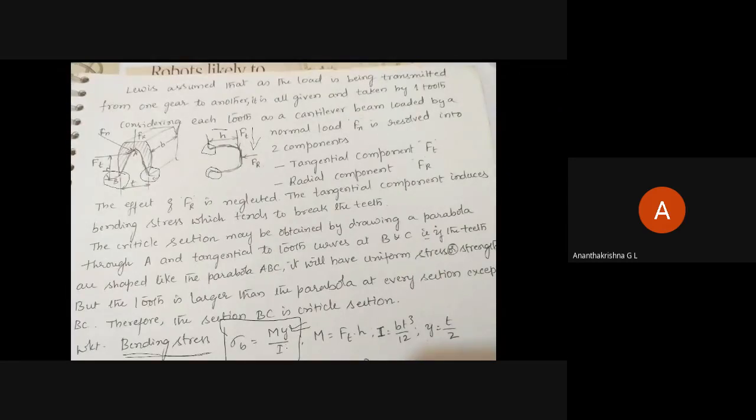And what does I stand for here? Moment of inertia. So M by Z, where Z is the section modulus, essentially given by inertia by distance of the farthest layer from the neutral axis. Moment is force into perpendicular distance, that is Ft into h. I is b h cubed by 12, that we know, and y is h by 2. So I substitute the values of bending moment, inertia, and distance of the farthest layer from the neutral axis into the equation of bending stress.